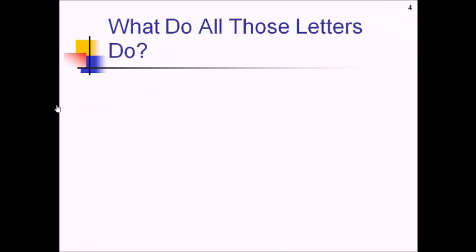At this point, we're going to do a quick investigation as to what most of those letters in that vertex form actually do. We're not going to worry about the a value. We're just going to focus on h and k. Those are going to give us what are called translations. This is when you move or shift the graph without changing anything else.